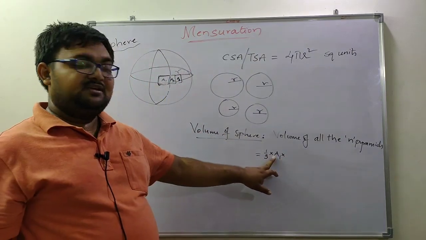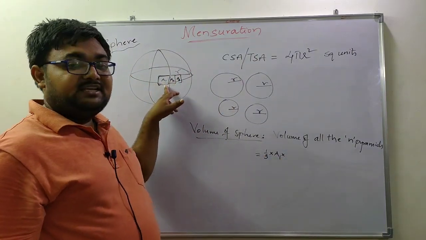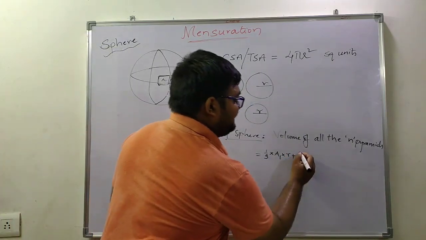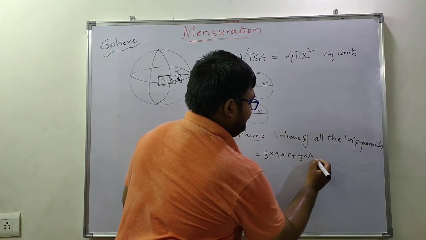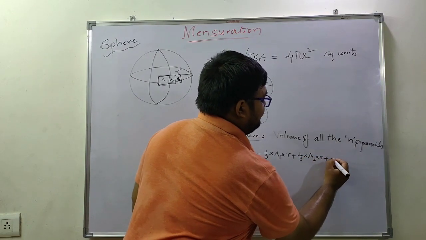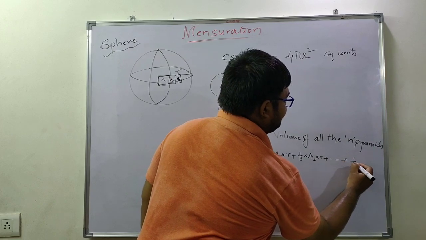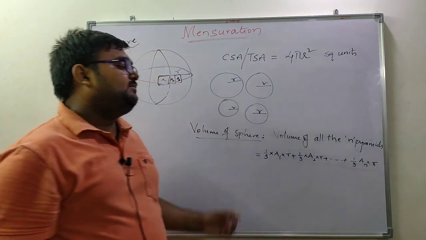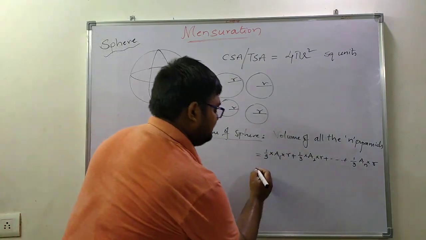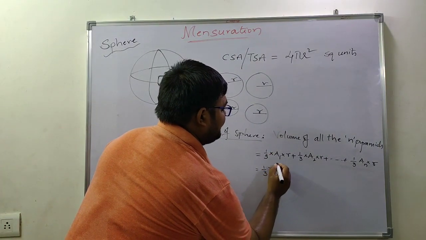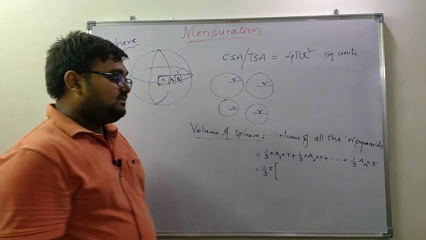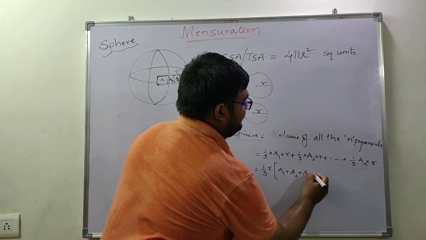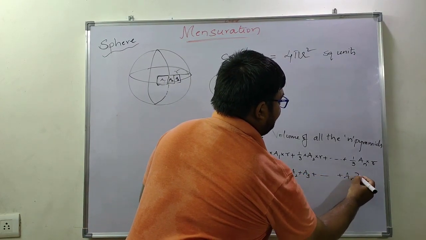If you consider each and every piece, it is given by 1/3 into area of the base. The first pyramid's base area is A1, into its height, which is R, plus likewise the second one, 1/3 into area of the base into R, plus likewise up to the nth piece, 1/3 into An into R. Among all those, what can I take common? I can take 1/3 R as common. Then what do I have? A1 plus A2 plus A3 plus and so on up to An.